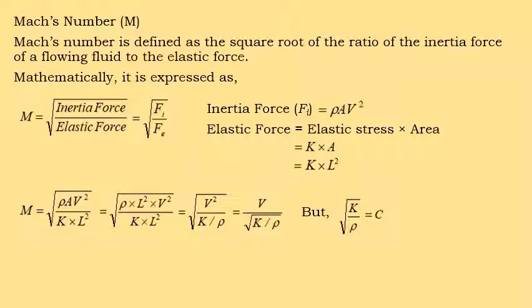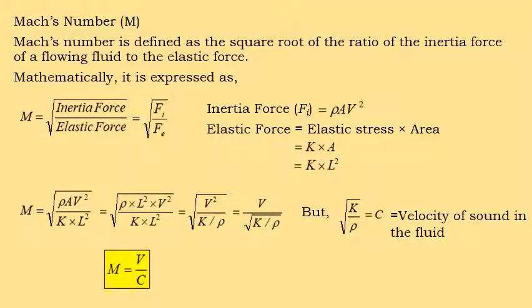Now substitute, instead of the square root of K by rho, you can substitute this as C, and finally the velocity of sound wave in the fluid is C. Now Mach number is given by the ratio V by C. Here V represents the velocity of the fluid or velocity of the moving body, to the velocity of the sound wave in the fluid.